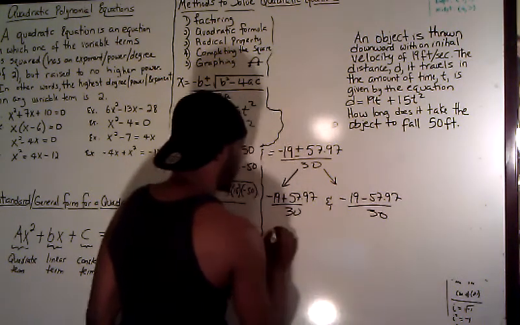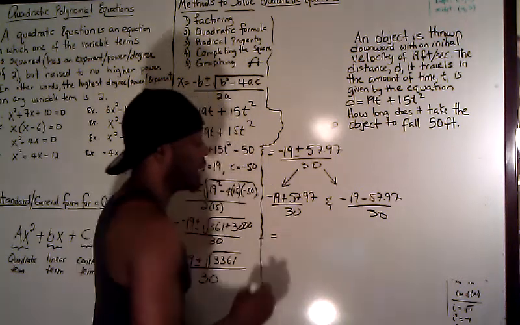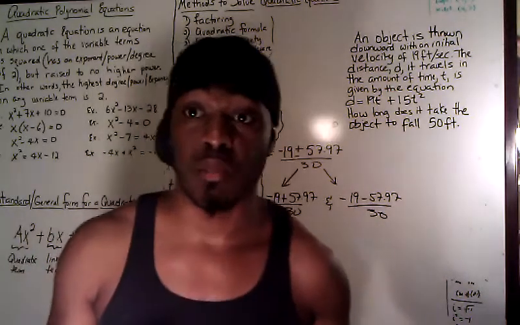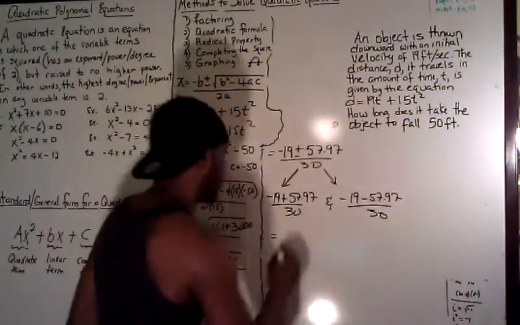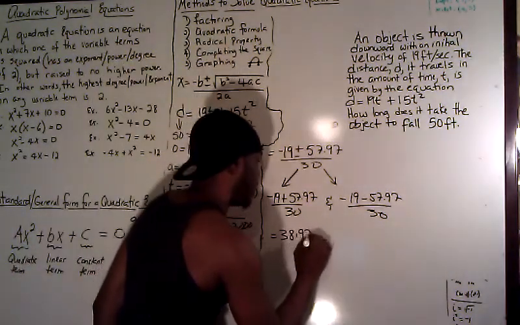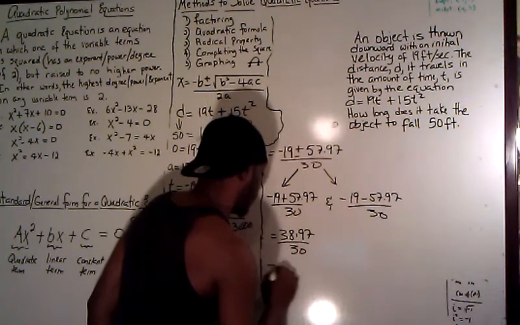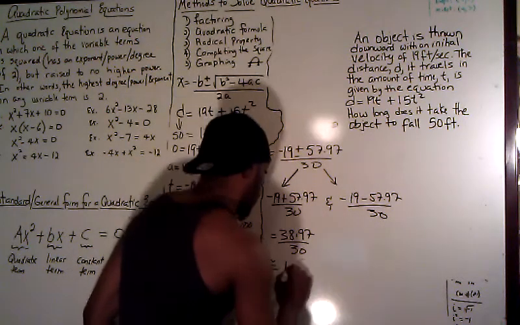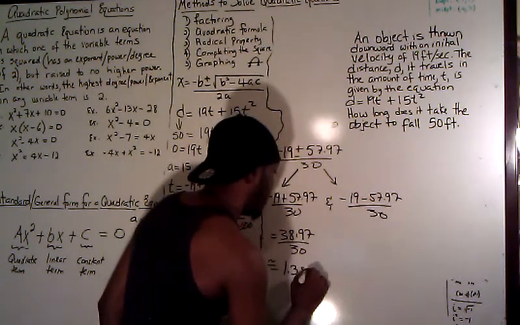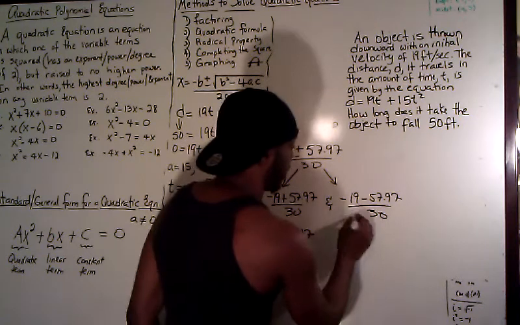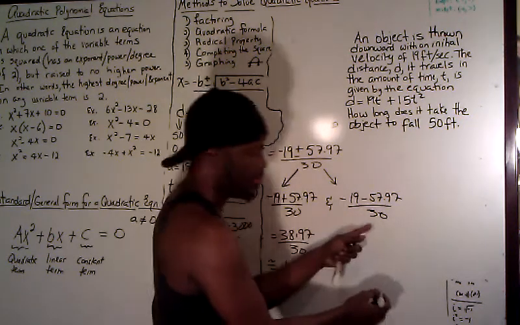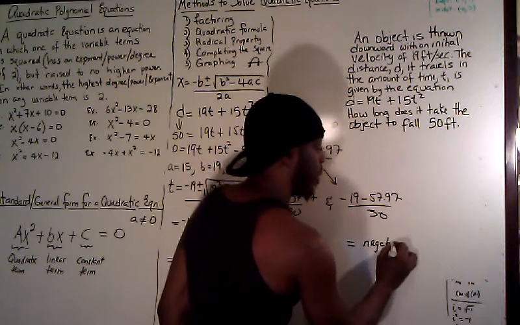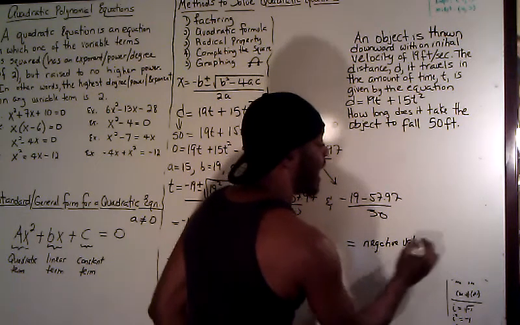And if you simplify this here, we would get 38.97 divided by 30, which gives you a result of approximately 1.3 seconds. So 1.3 seconds over here. Now if you look over here, this answer is going to come out to a negative value. So negative value. And of course, we cannot have negative times.